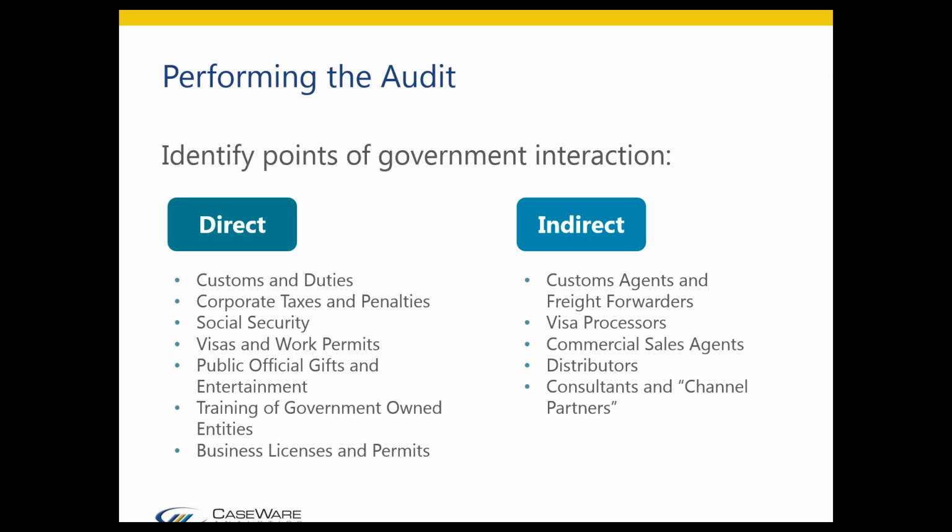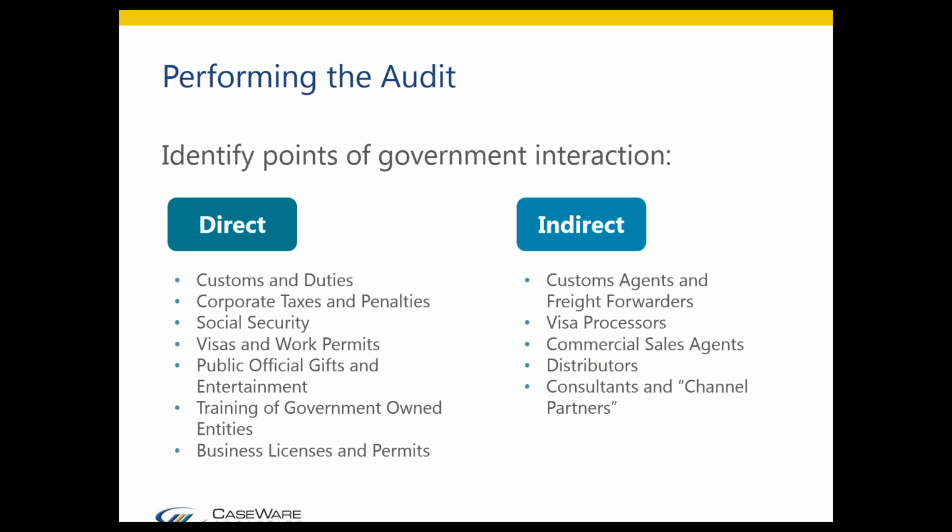An example of a direct government interaction is a payment of customs and duties straight to the Ministry of Commerce or straight to the government. Corporate taxes and penalties, Social Security payments, social insurance, visas and work permits. If your company directly trains government-owned entities, no matter what they are, sometimes oil companies, sometimes energy and hospitals, and then the annual business licenses and permits.